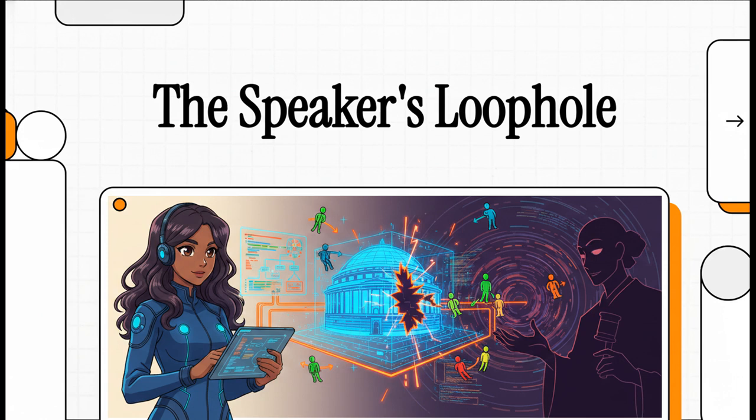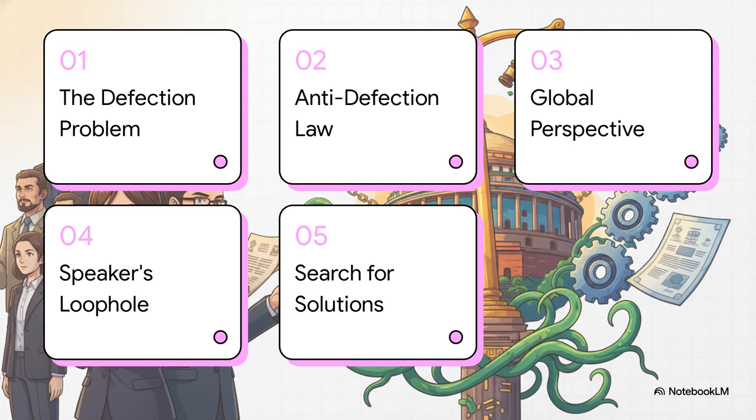Think about it. The Constitution is basically the ultimate software running a democracy, right? But what happens when the very people elected to operate that software find a backdoor to manipulate it for their own gain? Well, we're going to dive into exactly how a law designed to create stability accidentally created a giant constitutional loophole. So here's our roadmap for today.